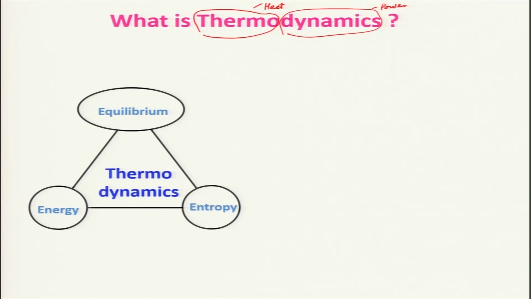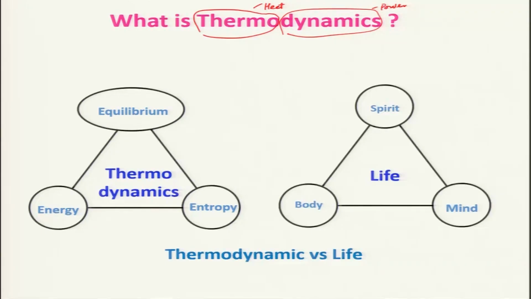Is it related to human life? If you look at life, it has a body and a mind, and the spirit, which makes all these actions or interactions happen. So you can see that this is the life triangle on the right-hand side, and on the left-hand side is the thermodynamic triangle. A question might arise: can they really be interlinked? That question I am leaving to you.